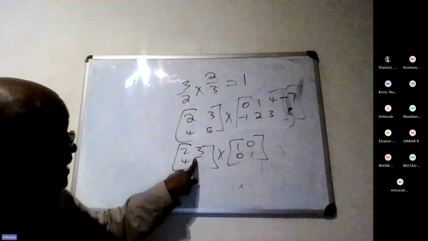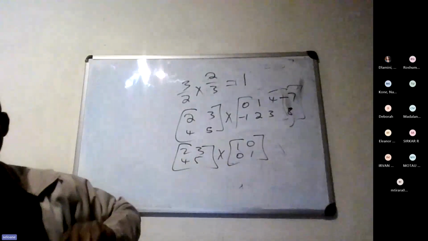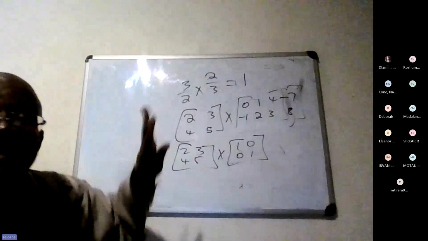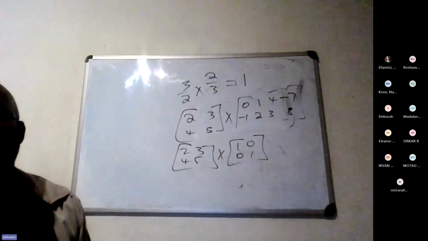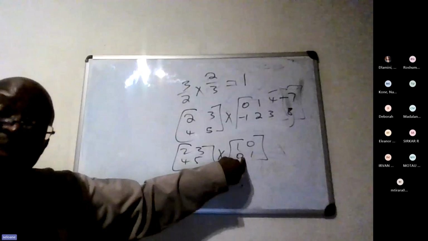If you multiply this by this, the product will exist because this is 2 by 2 and this is also 2 by 2. Therefore, the product of this will exist. And what will be the product? This we call the identity matrix, or just simply the unit matrix.